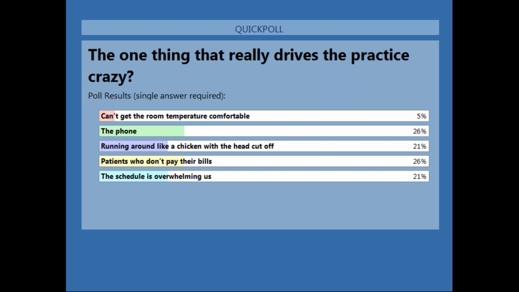Dr. Sobel, 5% said they can't get the room temperature comfortable, 26% the phone, 21% running around like a chicken with their head cut off, 26% said patients who don't pay their bills, and 21% said the schedule was overwhelming.